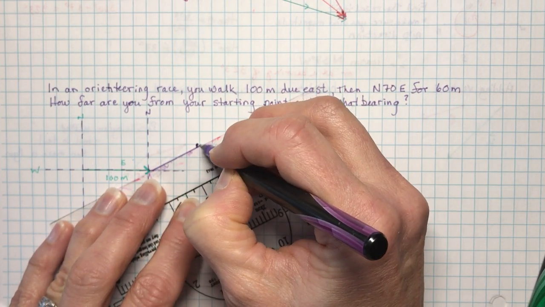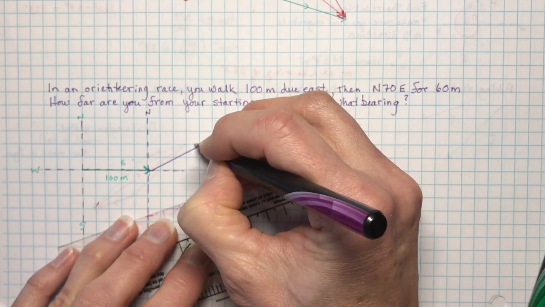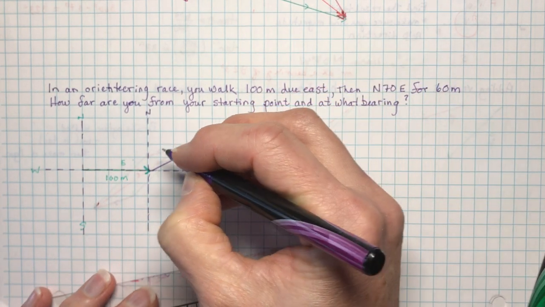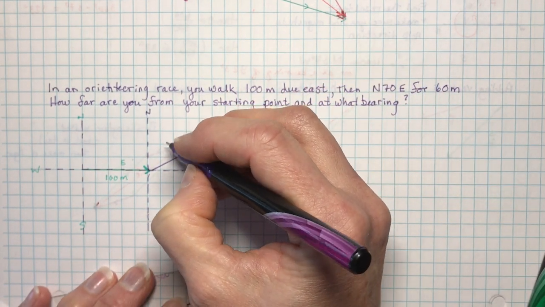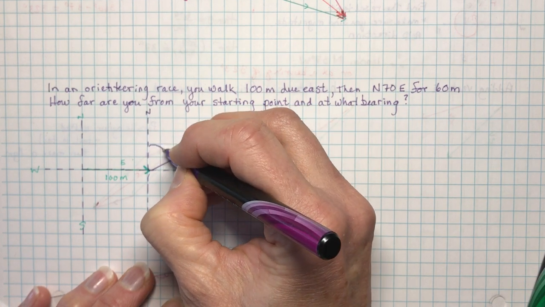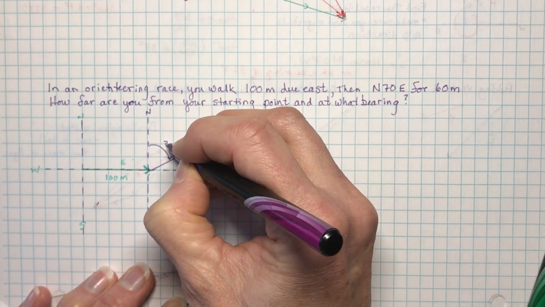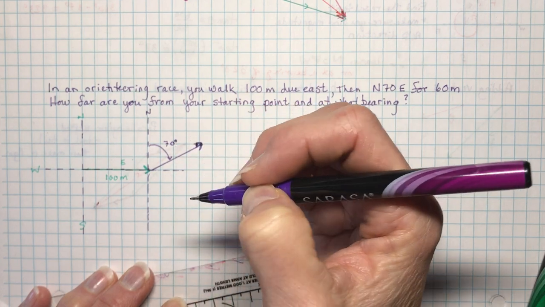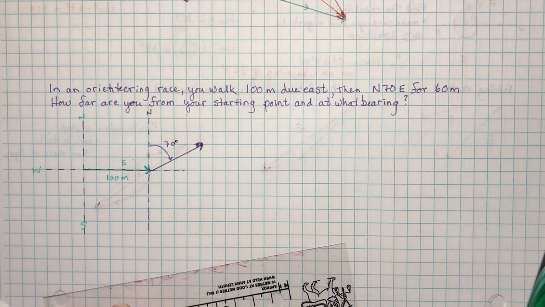Oh, I didn't match it. Close enough. Here it is here. So this is 70 degrees, right? From here to here. I'm going to write that on here because I want to know. I'm going to have to find some other values here.